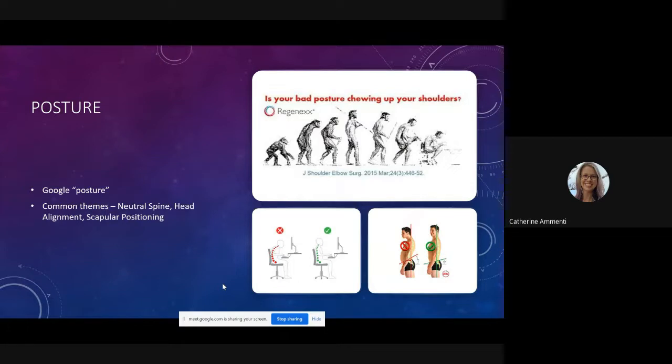Lastly, I want to talk about posture. So remember, I was telling you that posture is going to affect cervical and thoracic alignment. If you Google posture, you're going to come up with a lot of information, but the common themes that you will see will be terms like neutral spine, head alignment, and scapular positioning.